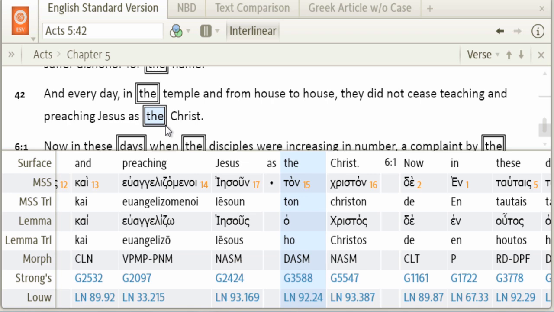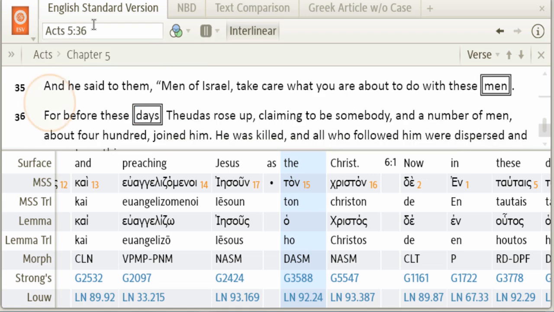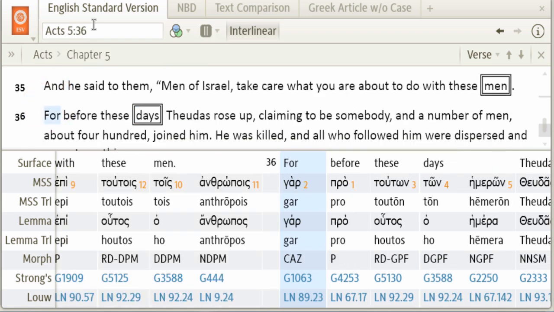And in this context, I would say it distinguishes Jesus as the Christ from other Christs. Now, the reason why I say that is because of the context here. And if we were to go to verse 36, here in verse 36, a Jewish religious leader named Gamaliel says this, "For before these days, Theudas rose up claiming to be somebody, and a number of men, about 400, joined him."